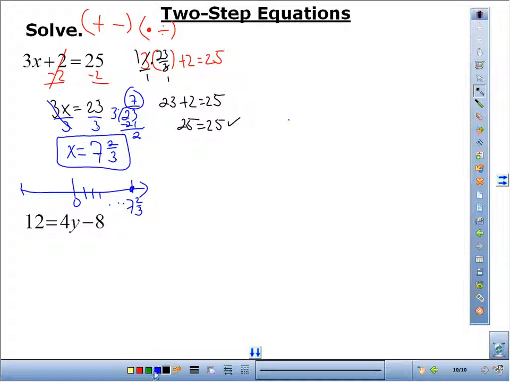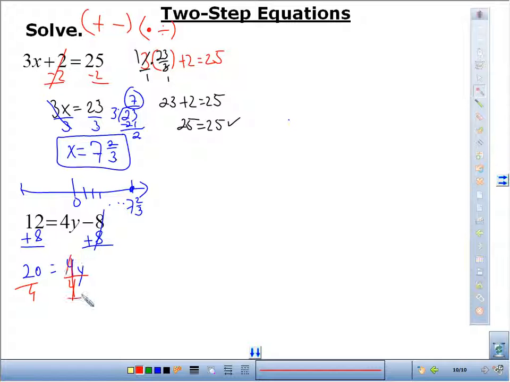Okay, here we go. The second one. Where did we start? At -8. What is the opposite or the inverse? Add 8. Add 8. These cancel. We're left with 20 equals to 4y. What is the 4 doing? Multiplying. What is the inverse? Divide. Divide by 4. This is 1. We're left with y equals to 5.